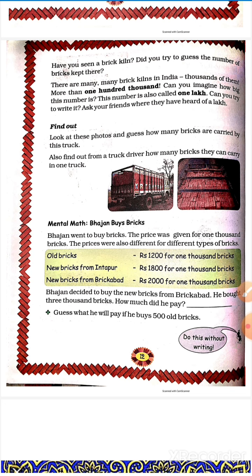There are many brick kilns in India. 1,000 of them, more than 100,000. 100,000 means 1 lakh bricks. Can you imagine how big this number is? This number is also called 1 lakh.